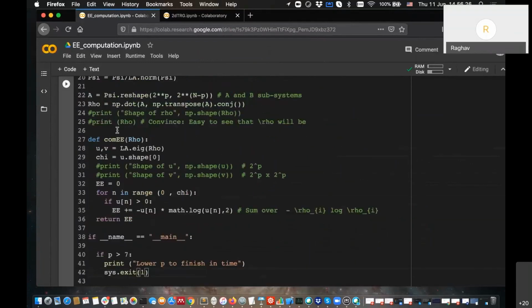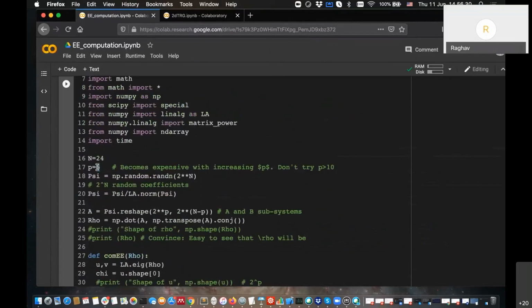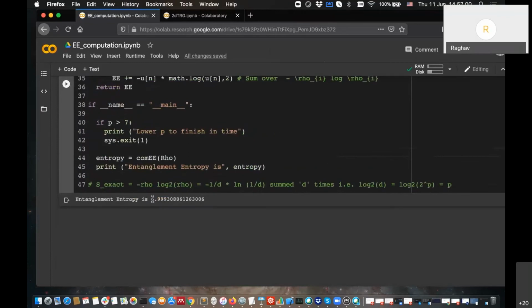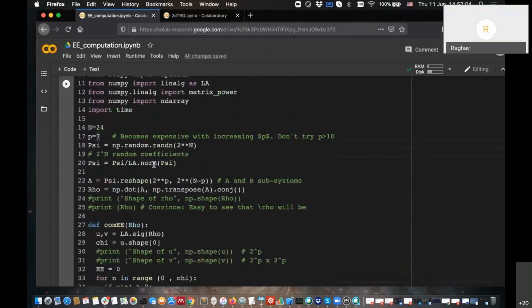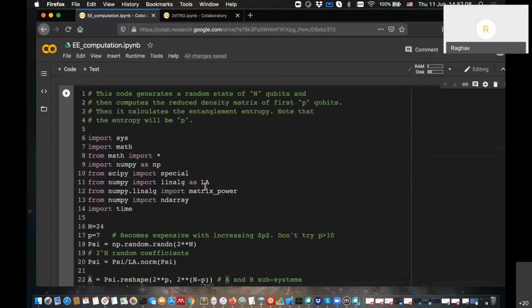I can increase p, and it will always be equal to p, whatever p I take, because this is a random psi we generated. This is like a random ensemble, where all the eigenvalues are equally probable and it's maximally entangled, and it saturates the value of S, which is the log of the dimension of the Hilbert space, which is just equal to p in this case. So for example, p equal to 7 gives me 7, right? So this is one exercise where we compute the entanglement entropy of the first p qubits, where the whole system is formed of n qubits. This is what I wanted to discuss.